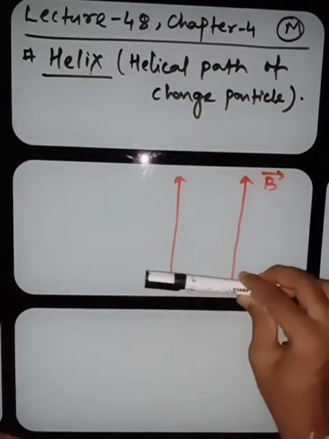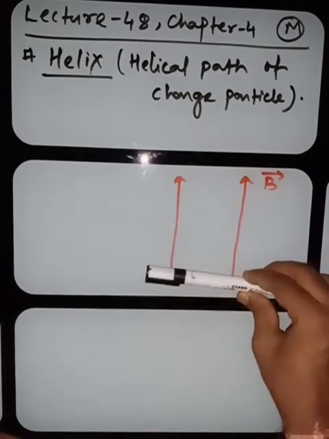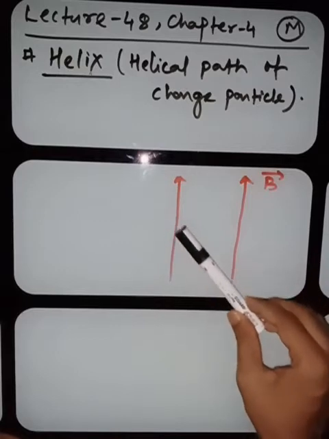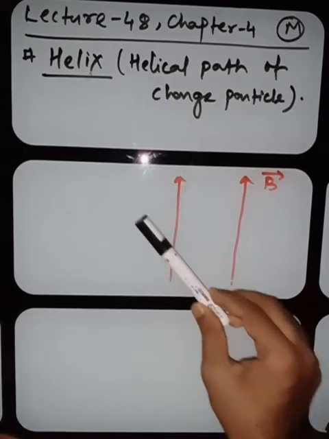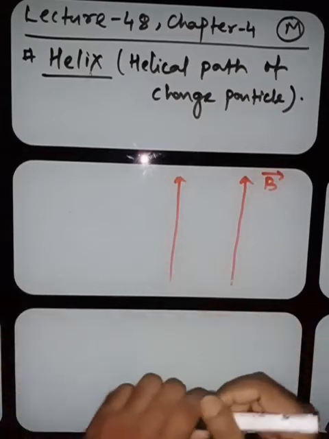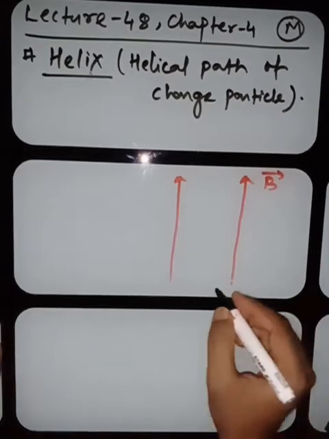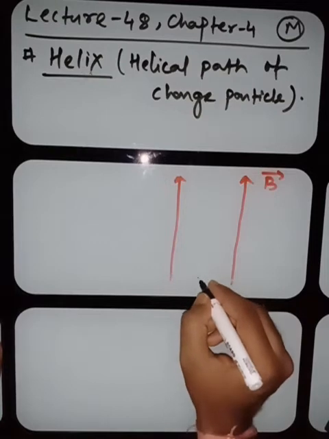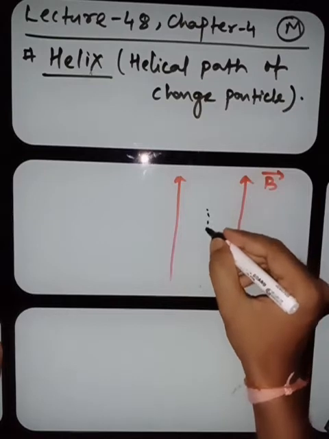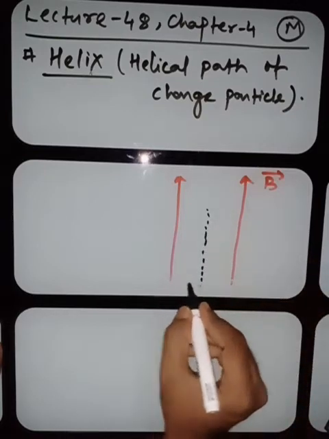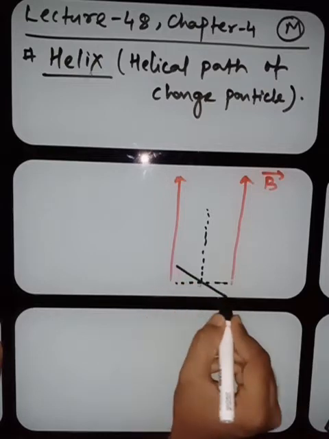But what will happen if you do not project a charged particle exactly in this direction, but by making some angle with the magnetic field? If you project a charged particle in this direction by making some angle, what will happen? This is very important to discuss. I am projecting a charged particle in this direction, making an angle with this magnetic field.